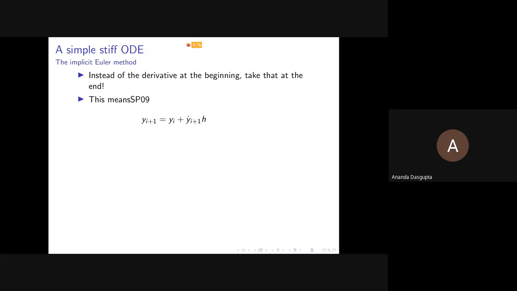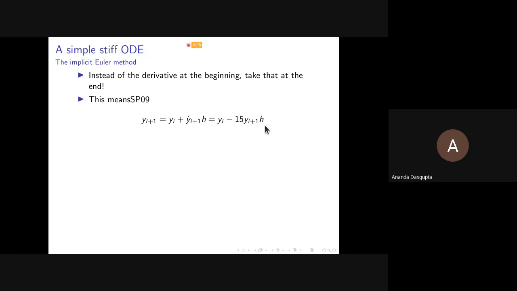Now, in the modified Euler method, what we did was estimate yi plus 1 by using the value of y at the very beginning of the interval, then moving it forward using the slope at the beginning till you reach the end. But here we are doing nothing of that kind. We are just taking the expression for y dot at i plus 1. Remember, our y dot is minus 15y. So I just put that in. I get yi minus 15 yi plus 1 h.